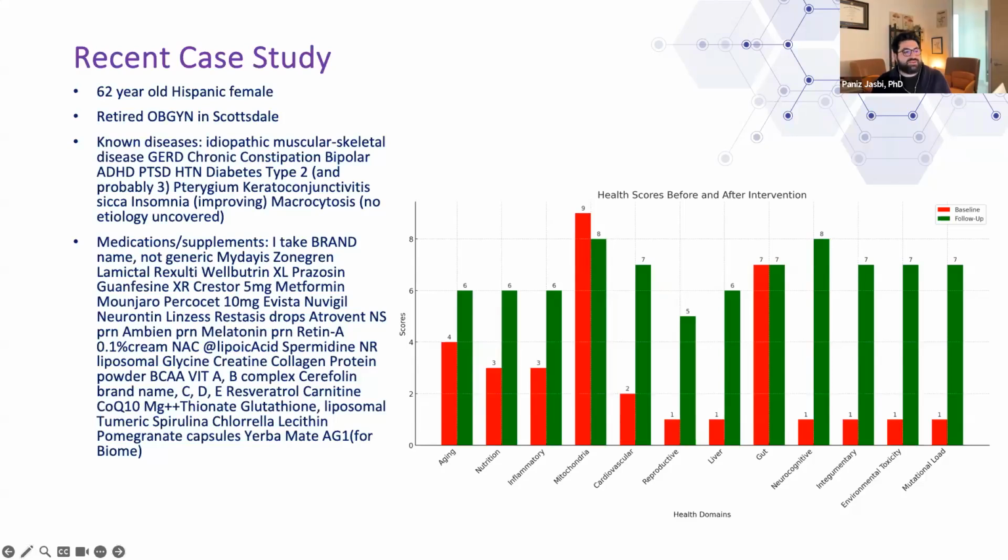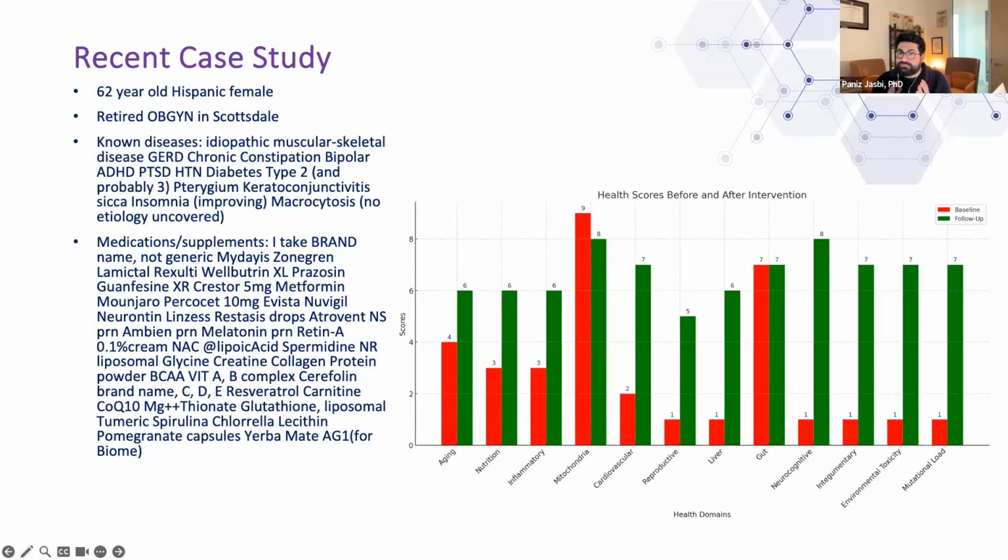So at retest, we improved most of her scores, with as little as an improvement of 2 points, with her aging index going from a 4 to a 6. Her gut profile stayed the same, 7, and her mitochondrial score went down by 1 point. However, as we can see in those domains that were significantly lower, like nutrition or inflammation, but particularly reproductive, liver, neurocognitive, integumentary, environmental toxicity, and mutational load, she gained anywhere from 4 to 7 points at retest.